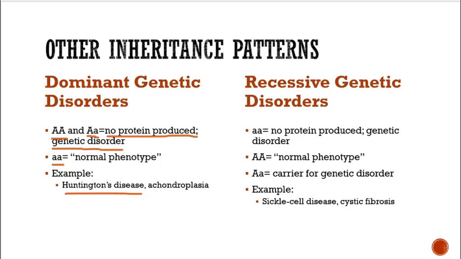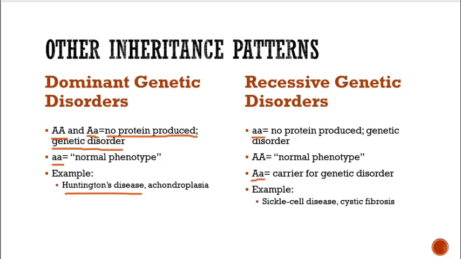Recessive genetic disorders are controlled by the recessive allele. So if they are homozygous recessive, they'll show the genetic disorder. And once again, no protein is probably being produced, or something's gone wrong. There's some mutation, so the protein's not functioning. Therefore, if an individual is homozygous dominant, they have the so-called normal phenotype. They won't show the genetic disorder.